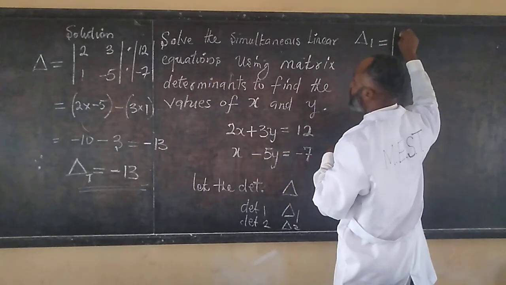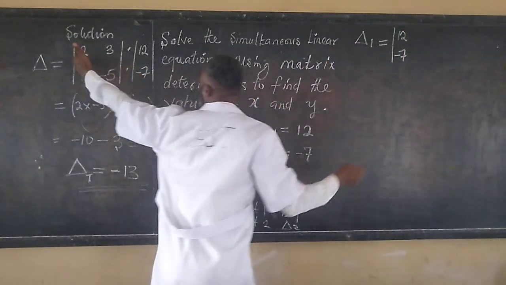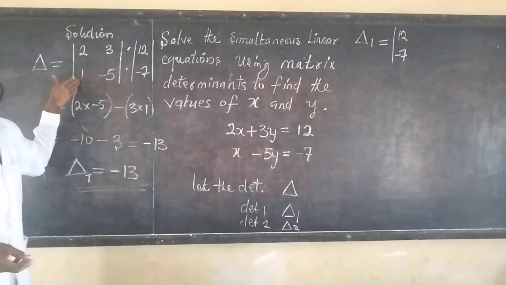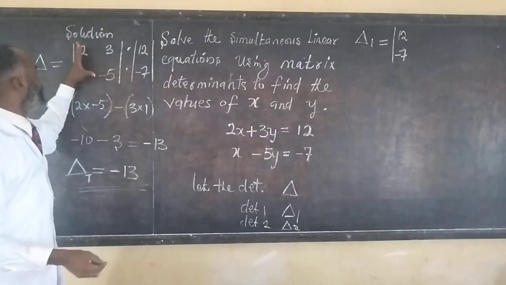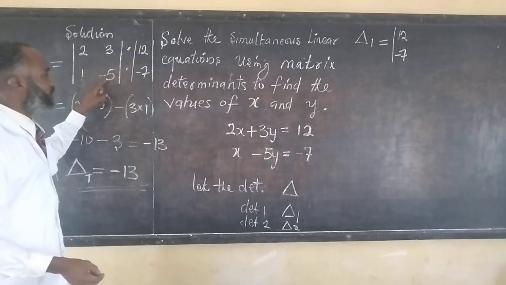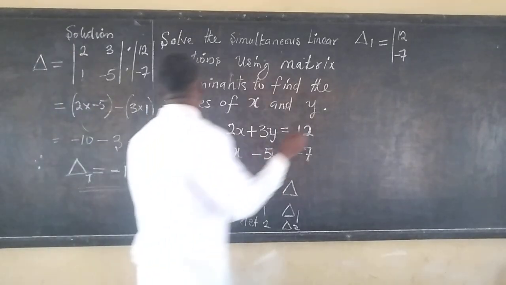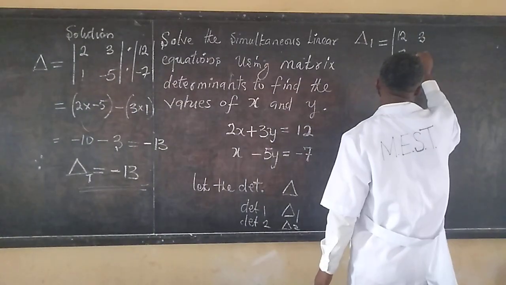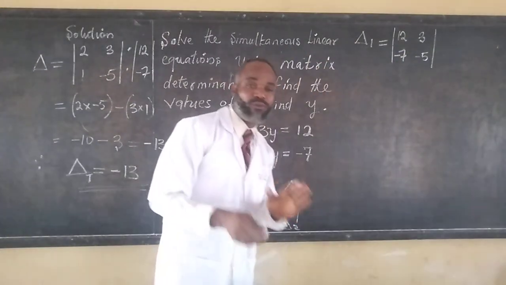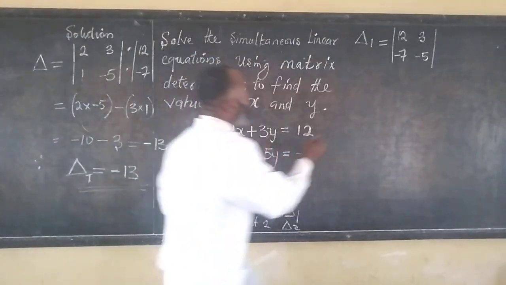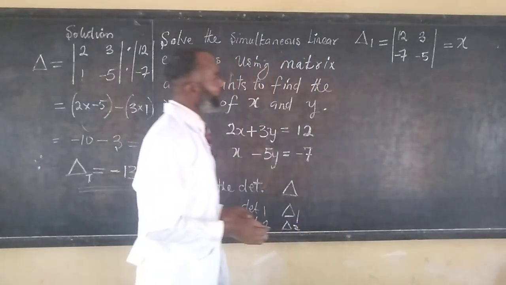So the constants 12 and minus 7 become the first column here, right? Look at the first column, it has been replaced with the constants 12 and minus 7. And then we retain 3 and minus 5. This forms our determinant 1. Why are we using determinant 1? Because it is equal to x, because we want to find the value of x.